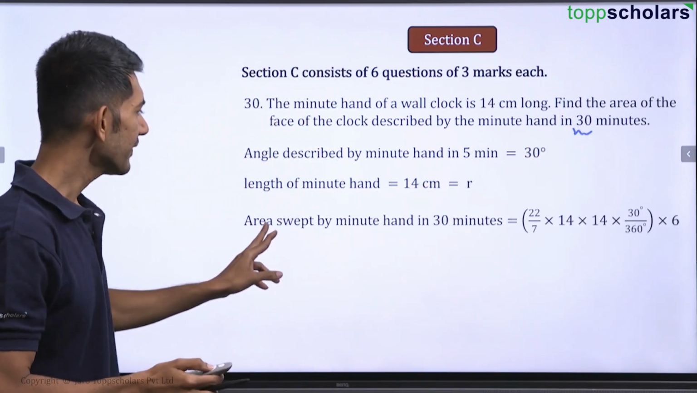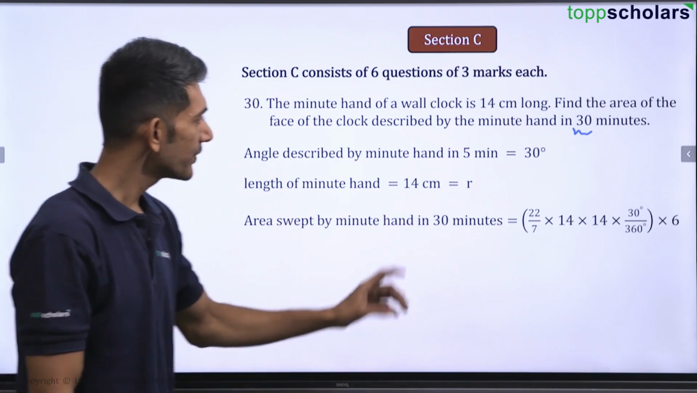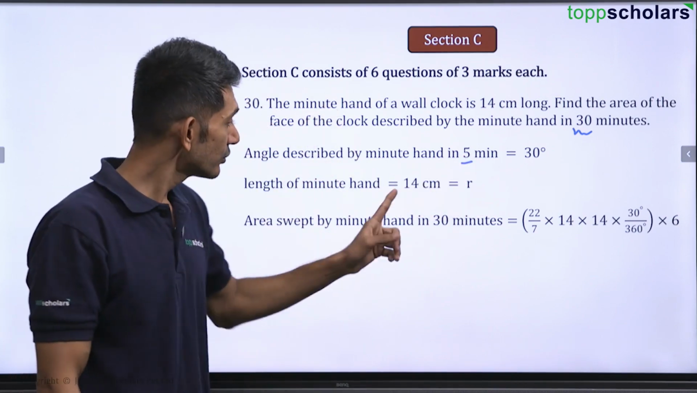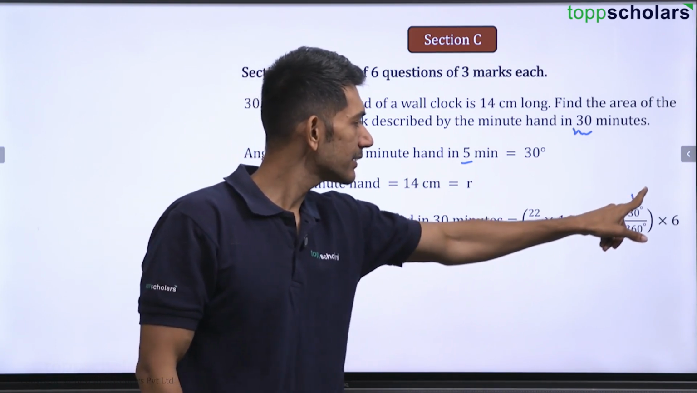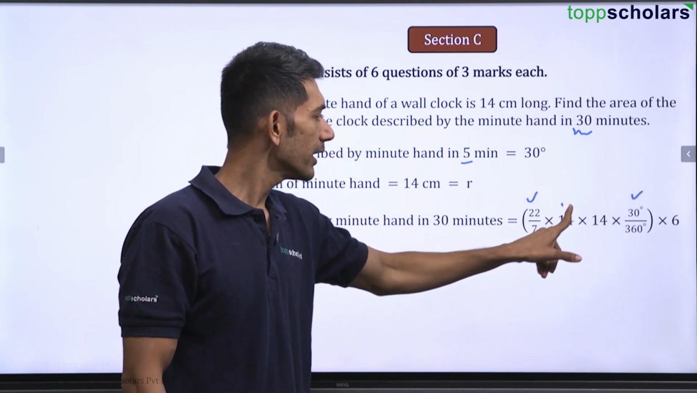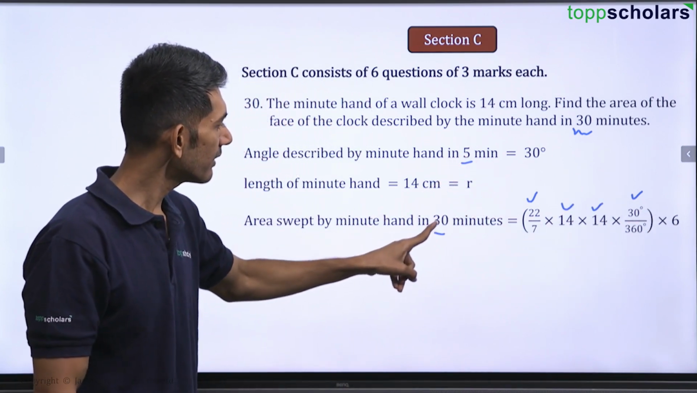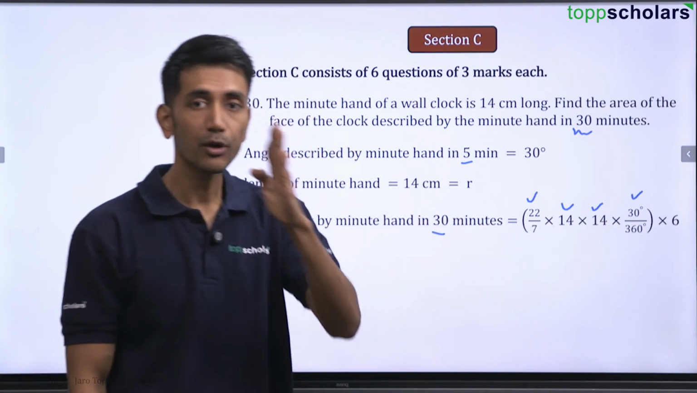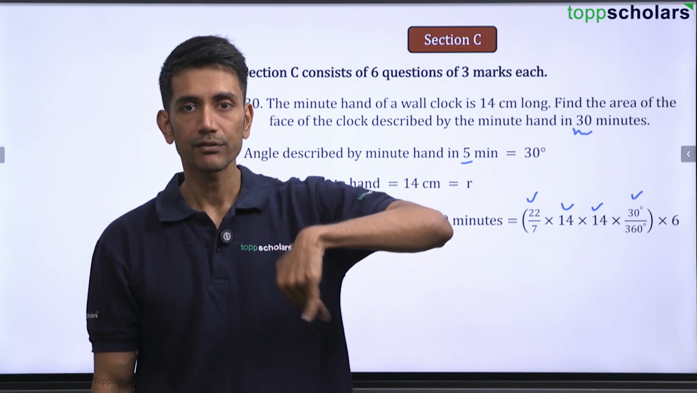So can I say the area swept by the minute hand in 30 minutes is going to be 6 times of this? Firstly, area means theta by 360 into pi r square, multiplied by 6. If I divide 30 by 5, I get 6. So multiplied by 6 because it is moving for 30 minutes. 1, 2, 3, 4, 5, 6.